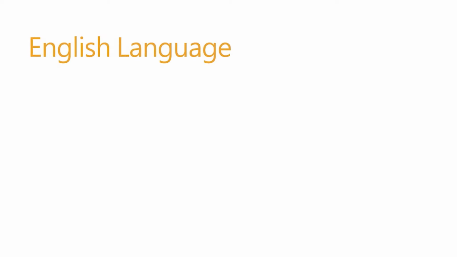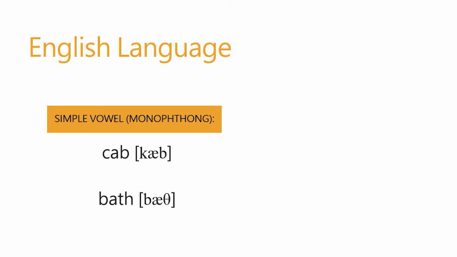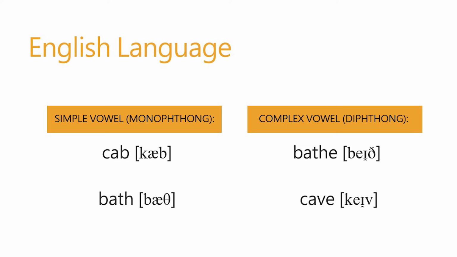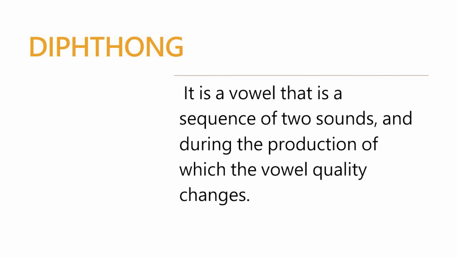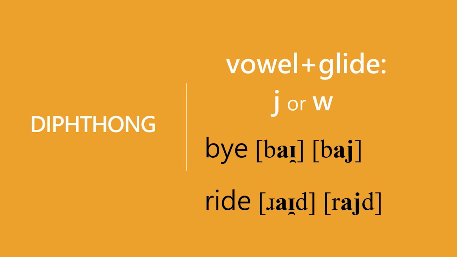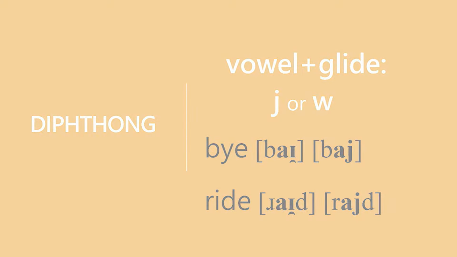In English, you have simple vowels like a in cab, bath, and you have complex vowels like bathe or cave. As you can see here, this is a complex vowel which consists of two vowels. This is called a diphthong. But the diphthong is a vowel that is a sequence of two vowels, and the quality of the vowel changes throughout its production. Usually, it's a combination of a vowel and a glide, like ya or wa.